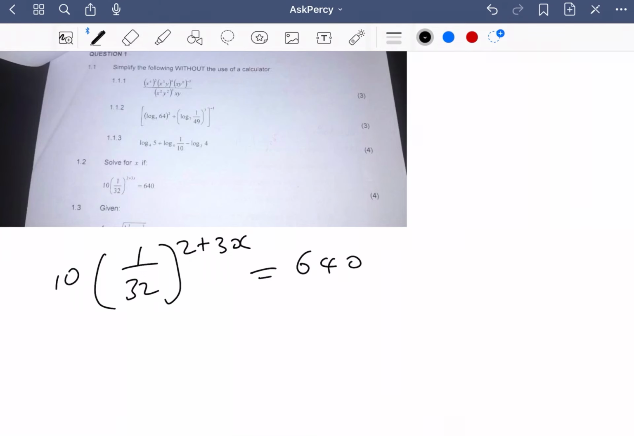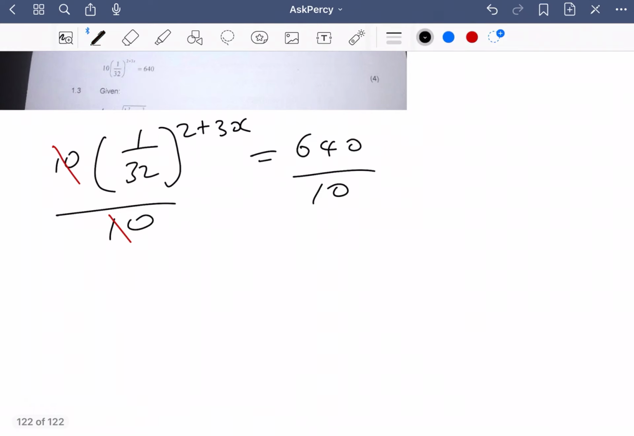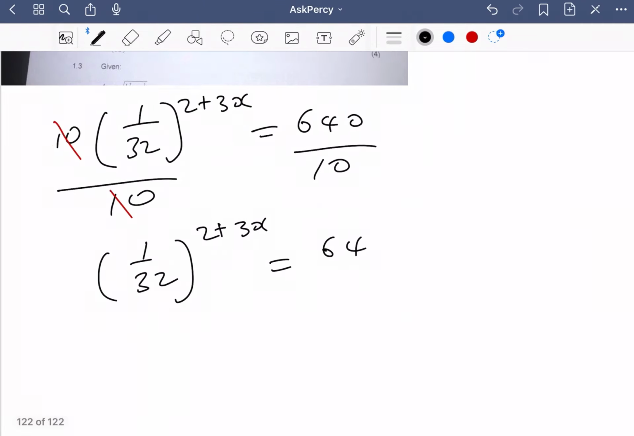So what I would do from here, I'll just divide by 10 on both sides just to cancel the 10 there. So if I divide by 10 on both sides, 10 over 10 is 1, so cancel. And then you can just take your calculator. If you know it by head, as always, easy. 640 divided by 10 is 64. So this is going to be 1 over 32 to the power 2 plus 3x is equal to 64.